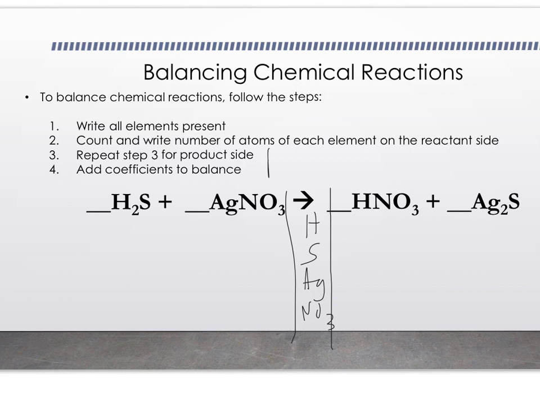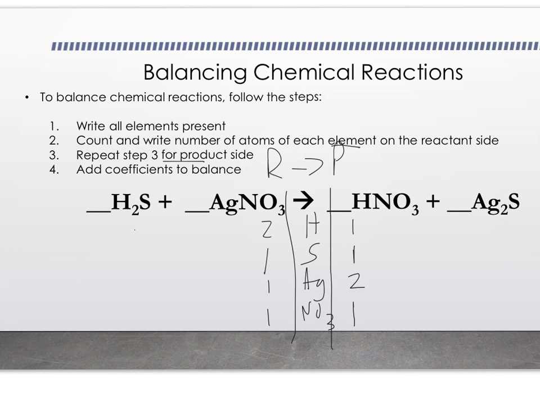And then I'm going to count and write the number of atoms of each element on the reactant side. So remember that reactants yield products. I have 2 hydrogens, I have 1 sulfur, I have 1 silver, and 1 complete nitrate, or 1 NO3. On the other side, I have 1 hydrogen, I still have 1 nitrate, I have 2 silvers, and 1 sulfur. So I did the same thing for the reactant side as I did the product side.